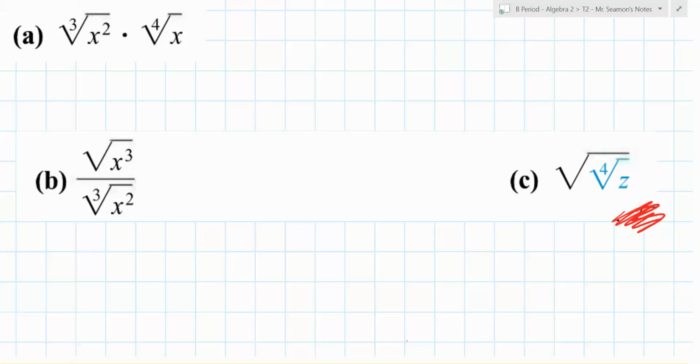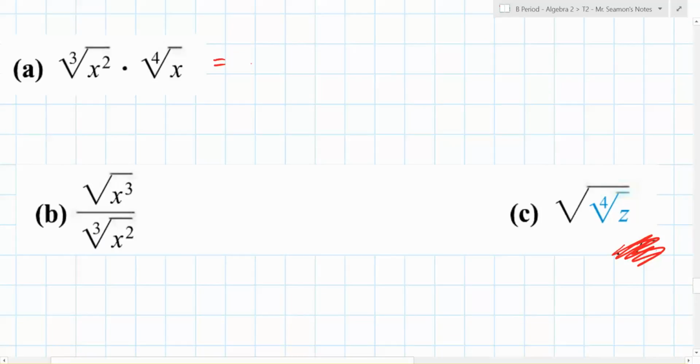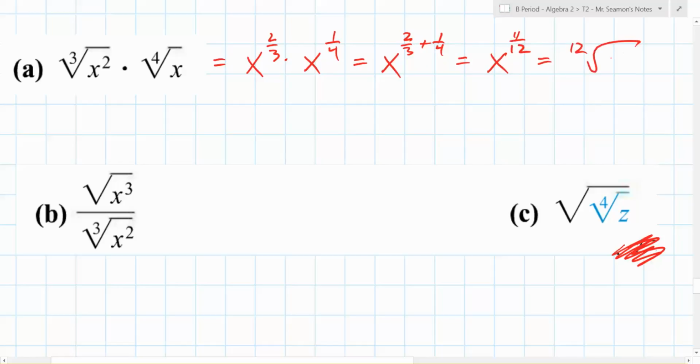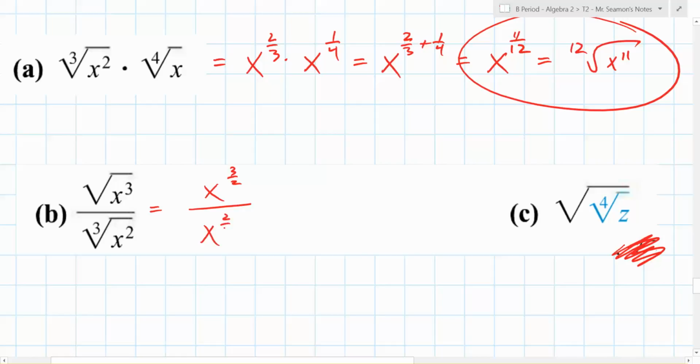Converting it to exponent form is super helpful. So you have x to the 2/3 times x to the 1/4. You need a common denominator because you're adding these two things together. When you add these together, I think you guys got 11 over 12. So you could write that as, if you wanted to, the 12th root of x to the 11th. Either one is fine. On this one, it's going to be x to the 3/2 over x to the 2/3.